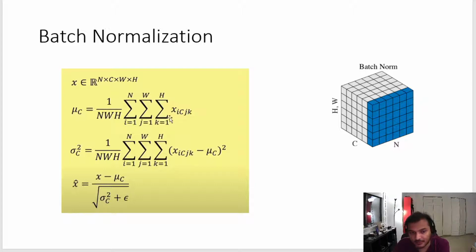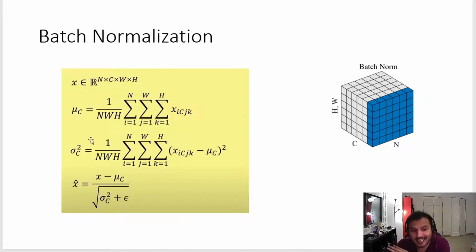So X_i,c,j,k represents the value of the tensor at the ith, cth, jth, kth location. So I sum over all the other dimensions, and so I get per channel mean. And I divide by the number of elements I have, N times W times H. So I compute mean per channel, and then I compute my standard deviation per channel. So value minus the mean, squared, and then I divide by the number. Notice it's the number, it's not the number minus one. So the Bessel's correction, I don't remember if it's over n or over n minus one, but there's no minus one here. And this distinction will become kind of important.